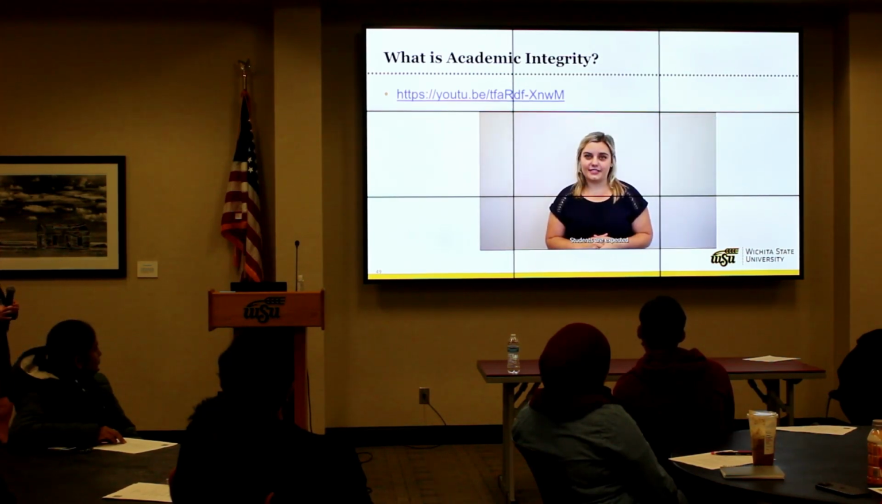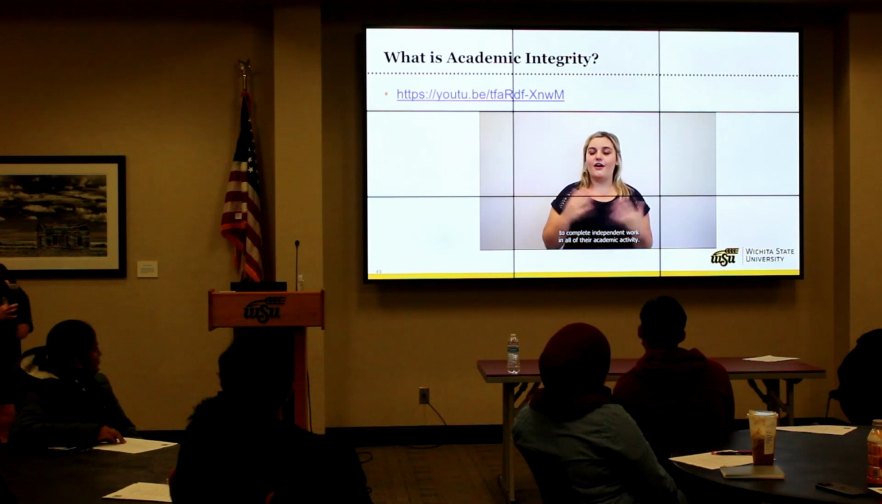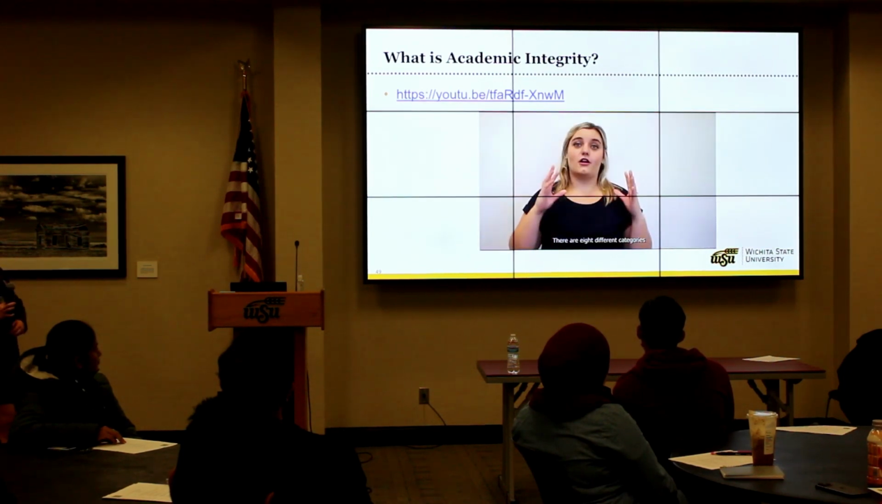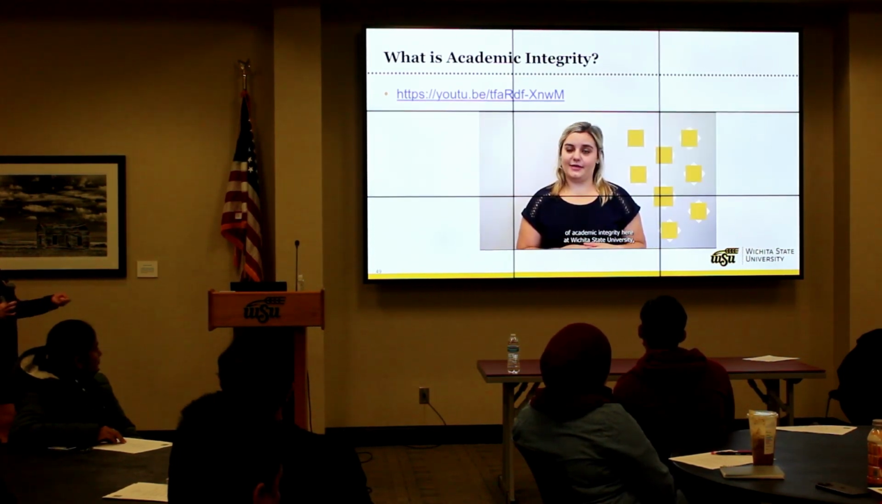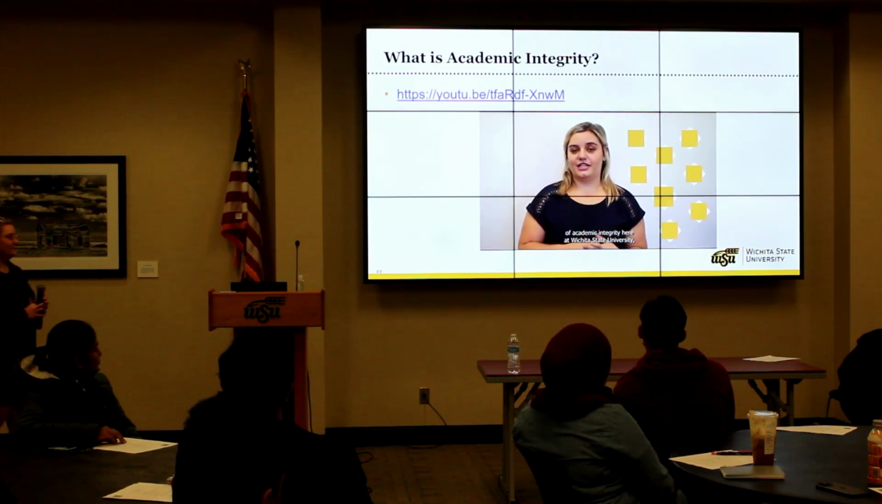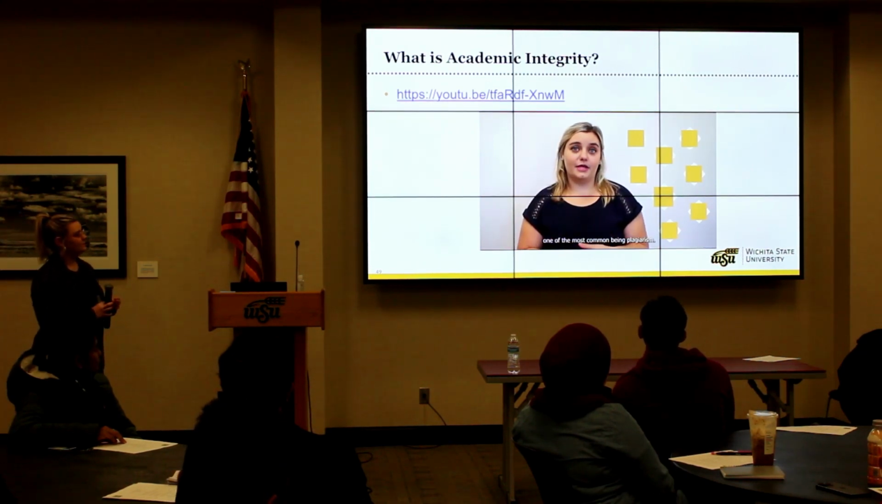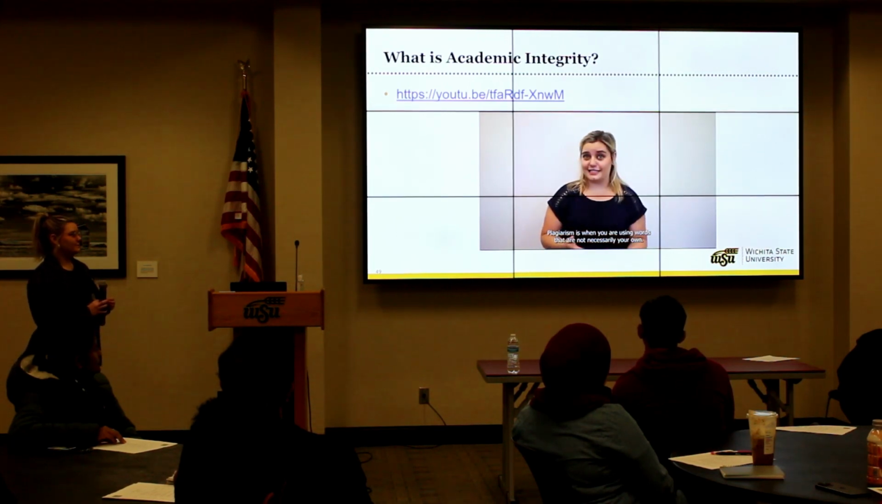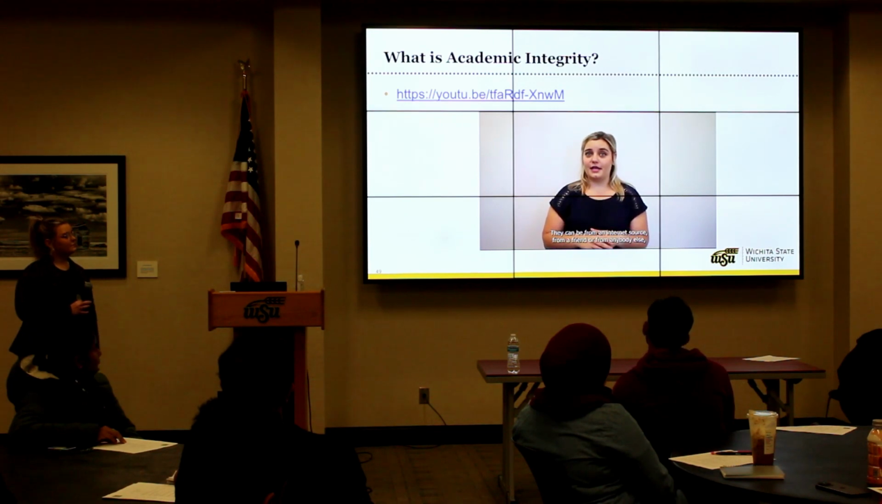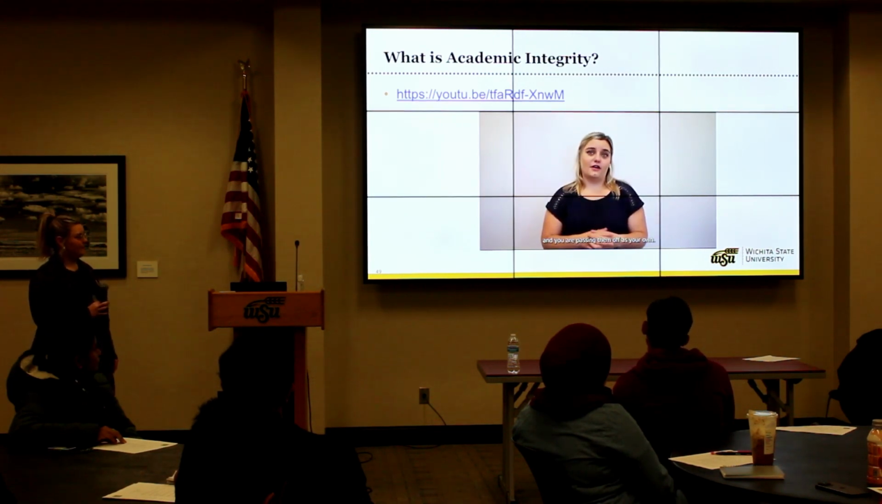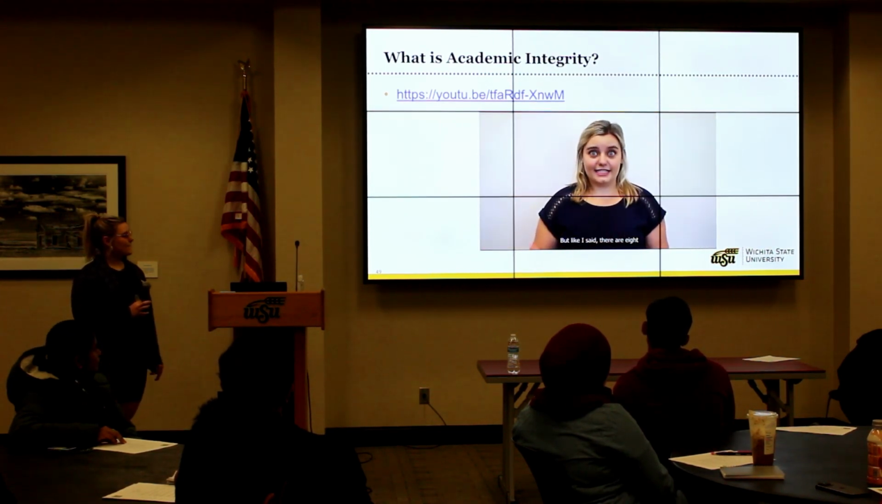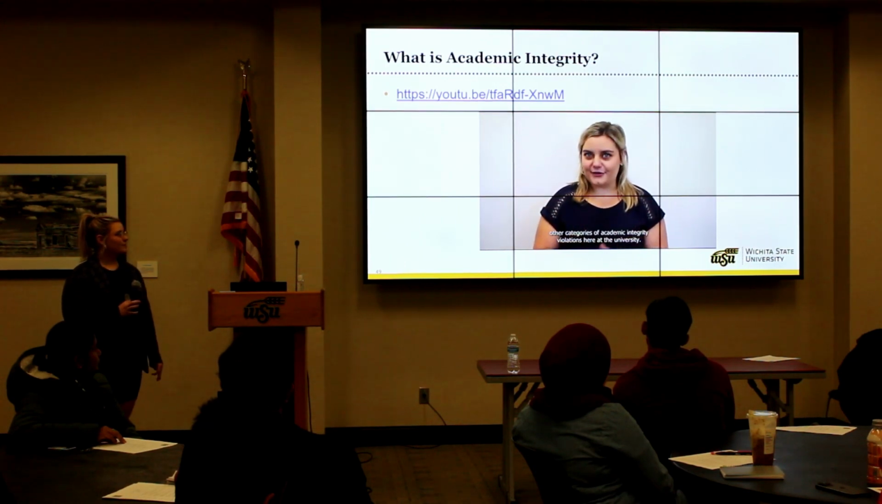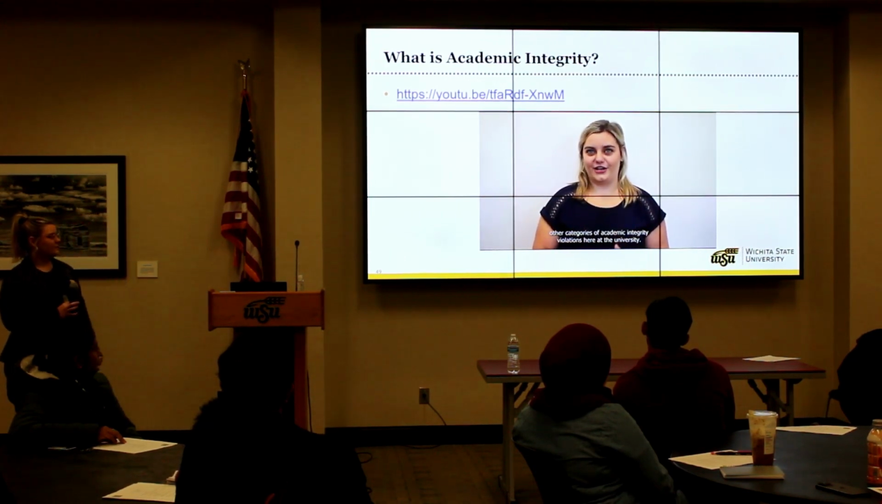Students are expected to complete independent work in all of their academic activity. There are 8 different categories of academic integrity here at Wichita State University, one of the most common being plagiarism. Plagiarism is when you are using words that are not necessarily your own. They can be from an internet source, from a friend, or from anybody else, and you are passing them off as your own. But, like I said, there are 8 other categories of academic integrity violations here at the university.